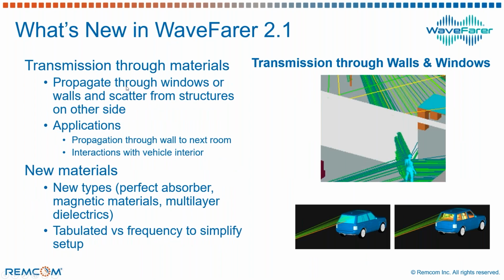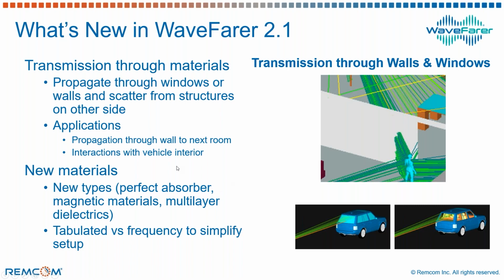So another new feature is transmissions through materials. In this case that we show here, we show some rays that are transmitting through walls. So without the transmissions, the main propagation paths might diffract through a doorway or reflect off an opposing surface, but we can now also capture the transmissions through the walls and combine that with scattering from an object within the scene. We also can transmit through a window and interact with the interior of a vehicle. So we could pick up interactions with passengers or with seat backs or other things that are inside that might also affect the backscatter.